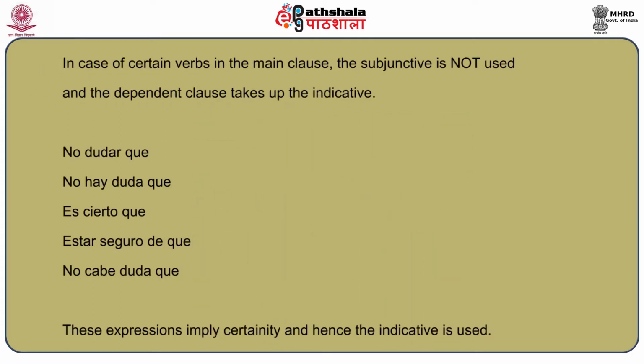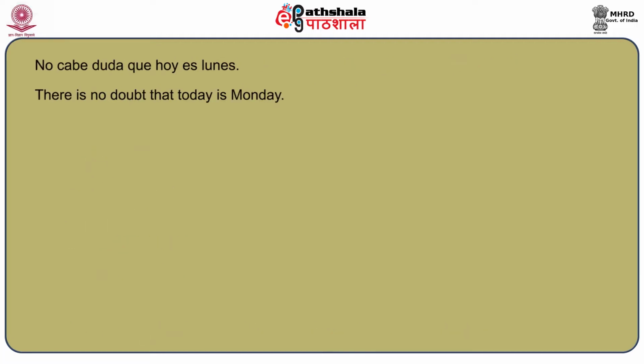In case of certain verbs in the main clause, the subjunctive is not used and the dependent clause takes the indicative. Such examples are no dudar que, no hay duda que, es cierto que, estar seguro de que, no cabe duda que. These expressions imply certainty and hence the indicative is used. No cabe duda que hoy es lunes. There is no doubt that today is Monday.